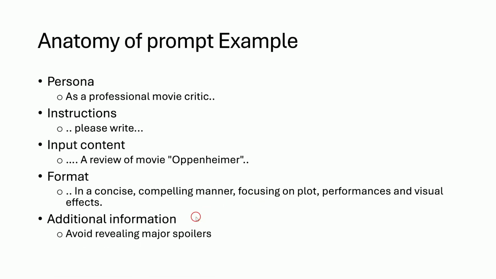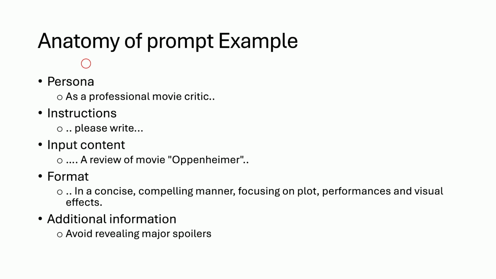And after that, any additional information, for example, avoid revealing major spoilers. So without revealing any major spoilers, only give me a review of the movie Oppenheimer. If you see this prompt, I have added a persona, instructions, and also input content. We have also added format and additional information. So this is the anatomy of a prompt. We have learned what a prompt is and what an effective prompt, the anatomy of a prompt, looks like. You can use this anatomy and write your own prompts.